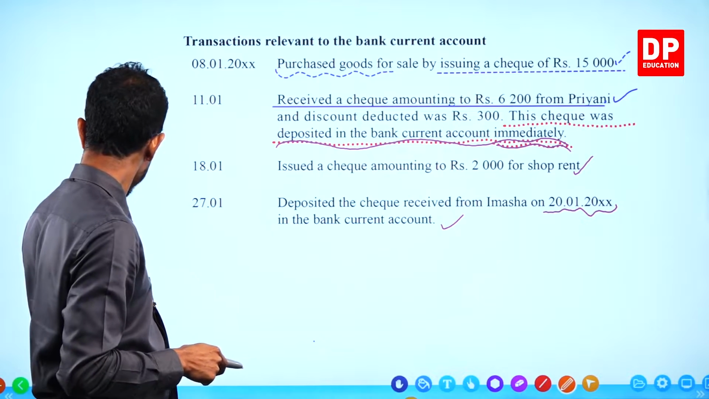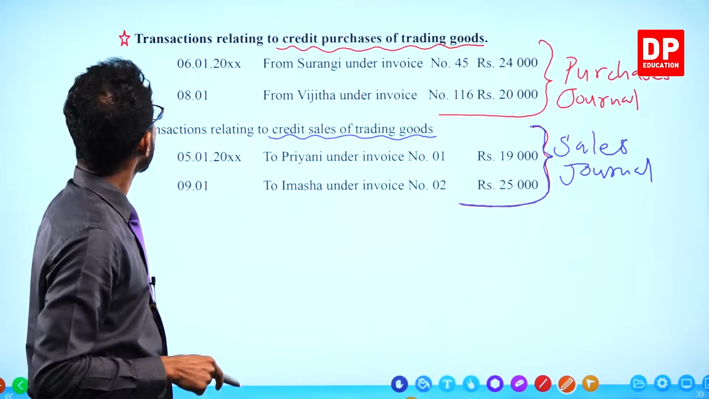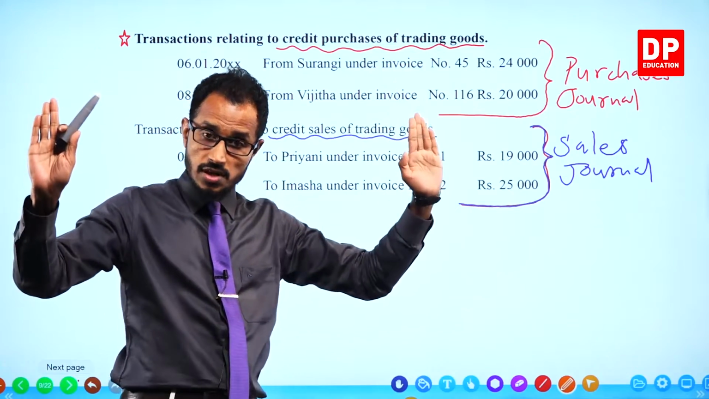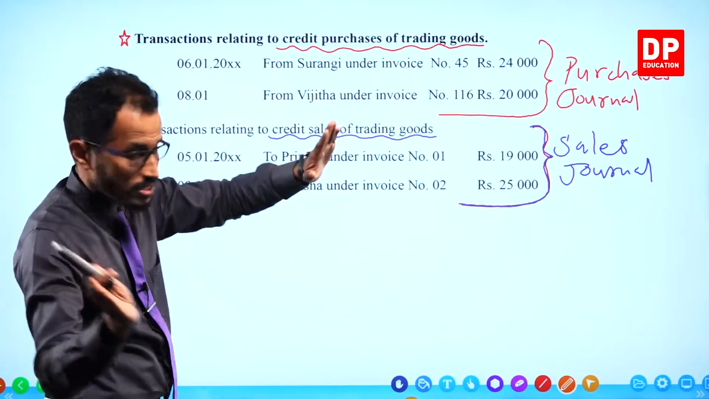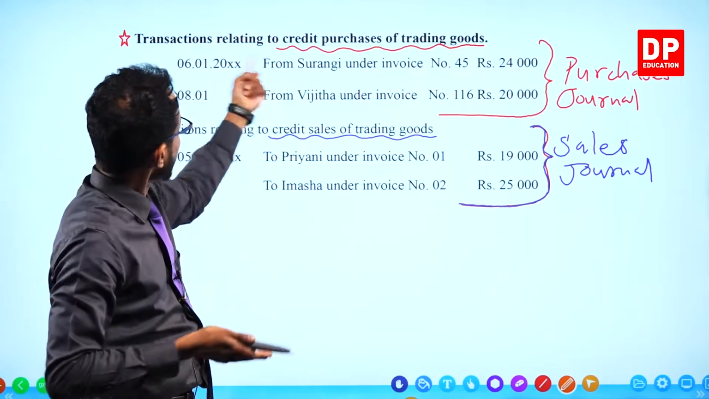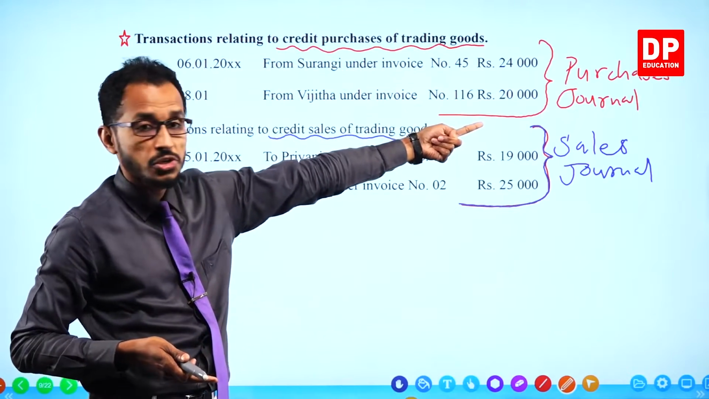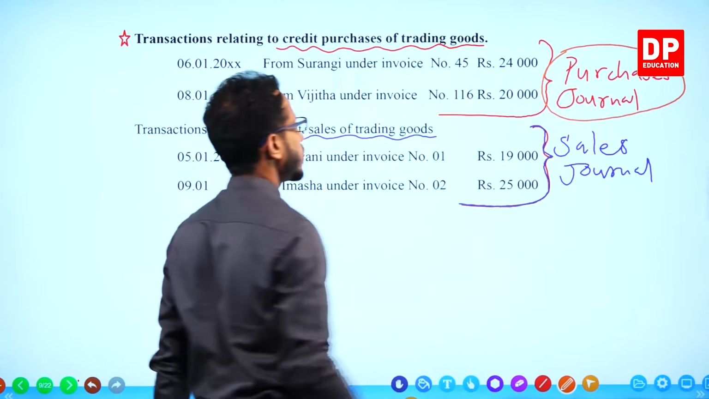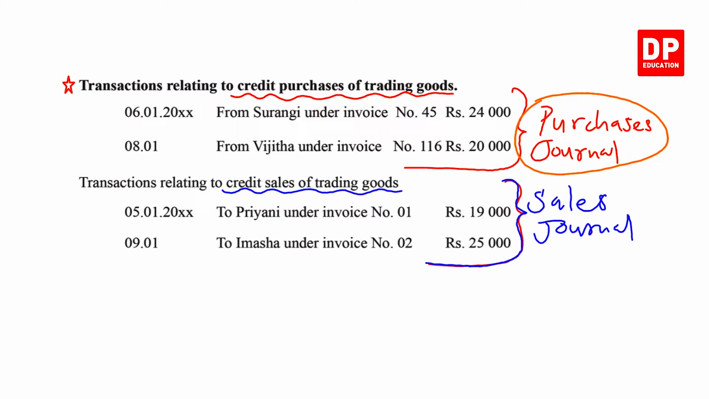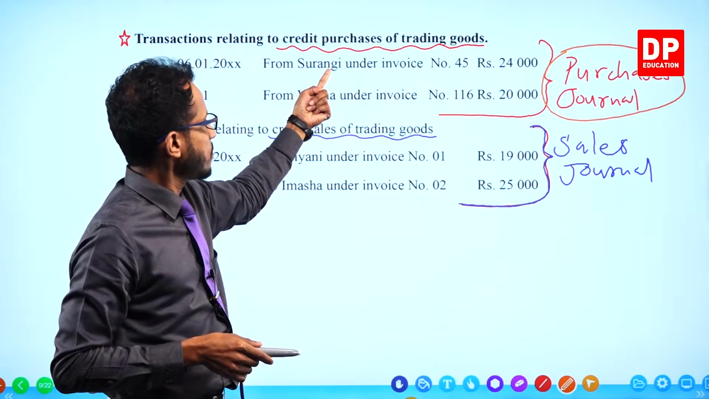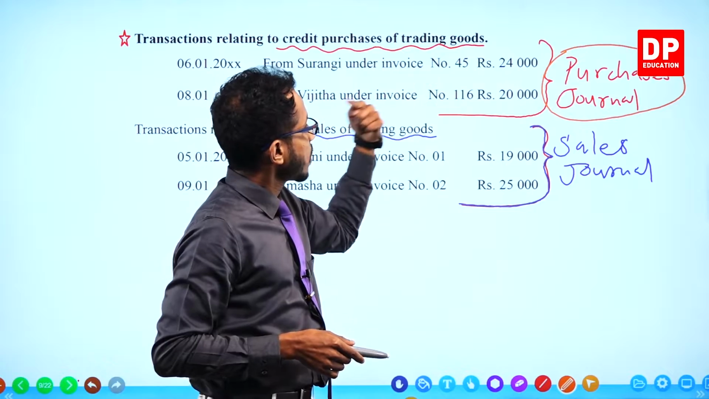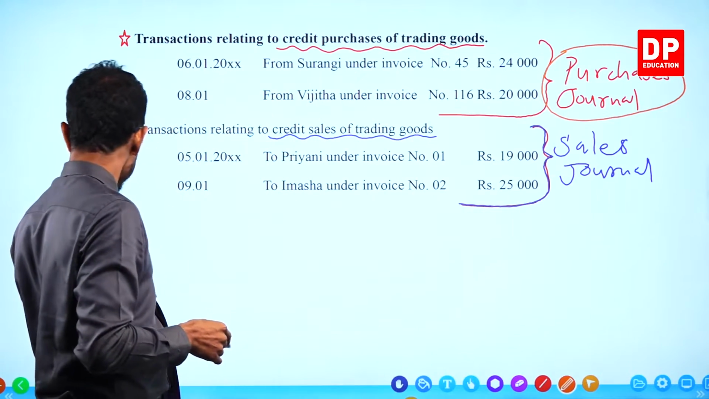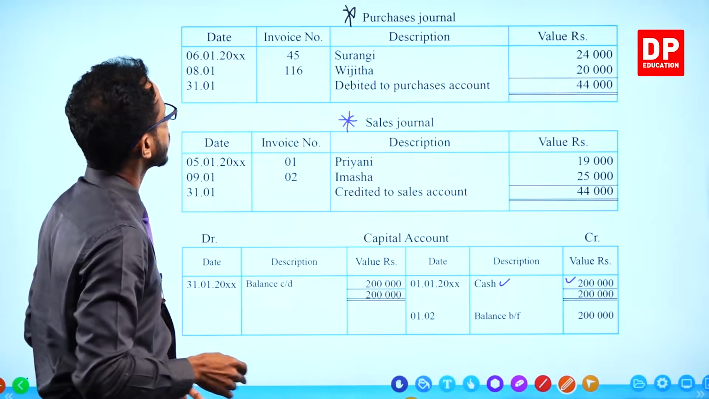All right. We are going to the next part. Credit transactions. Now cash transactions over. Credit transactions starting. Credit purchases goes to the purchases journal. We already marked it. See? We already know that these transactions go to the purchase journal. We have done purchase journal several times. So write Surangi in the description as the supplier's name. Write the invoice number 45 and put 24,000 to the purchases journal.